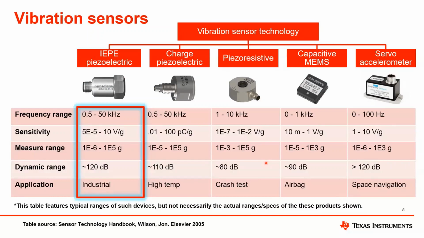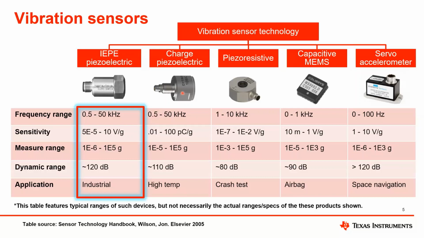In comparison to temperature and current sensing, vibration sensing is more demanding. First, it requires specialized sensors. Most common vibration sensors are accelerometers. Major types of vibration sensors and their typical performance ranges are shown in this slide. We see on the right the servo accelerometer. Those are the most accurate and have high dynamic range, however with very low bandwidth, and they are typically used for navigation.